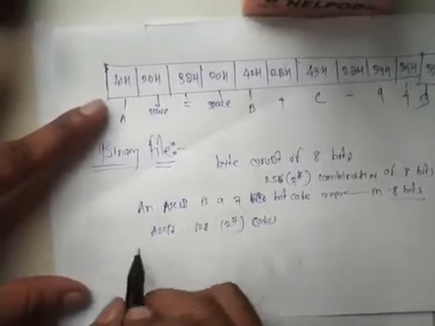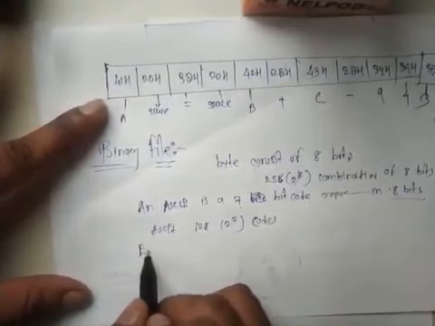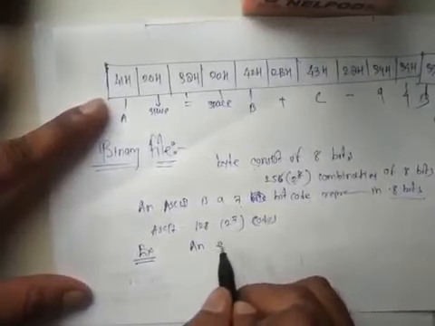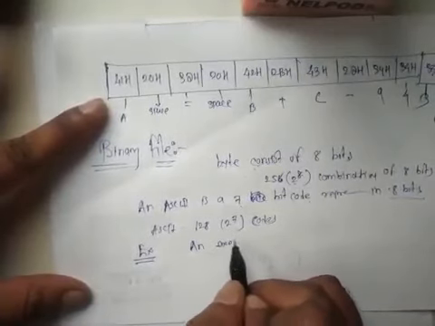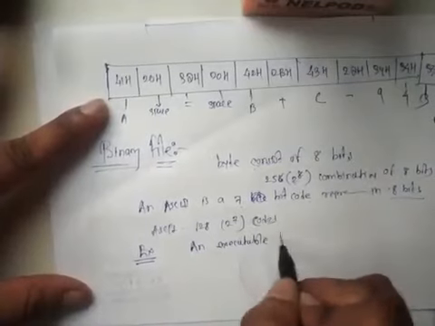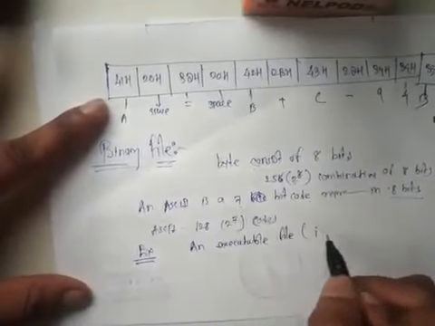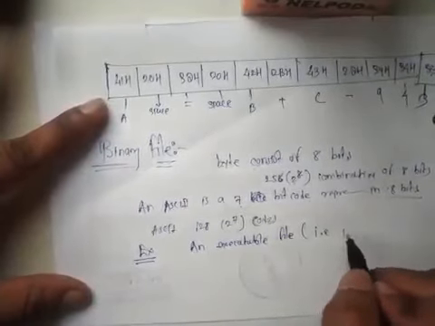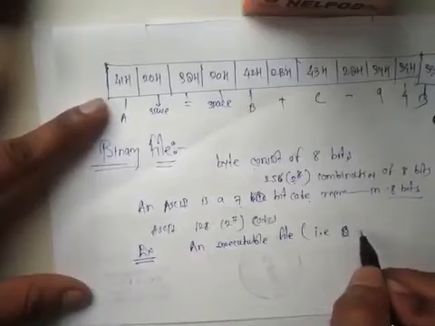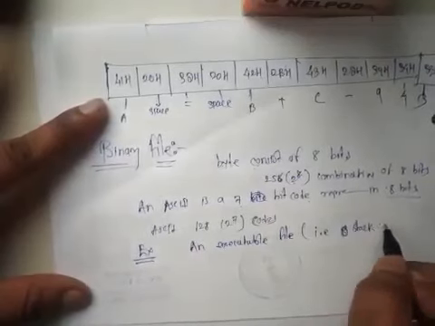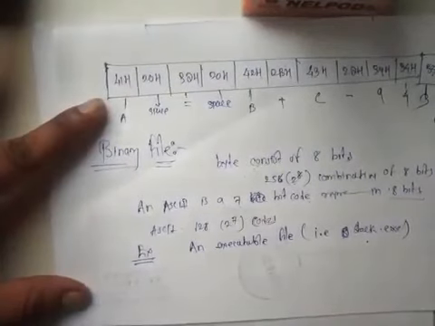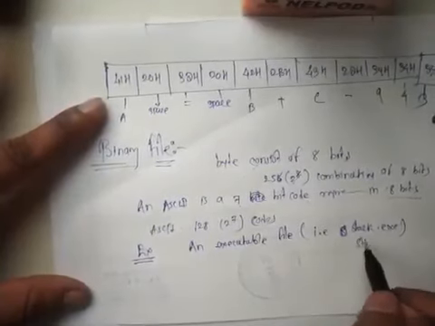Basically, for an example of a binary file, take an executable file. Suppose you wrote code for a stack and created its exe file, stack.exe, or you can say the object file, like stack.obj.